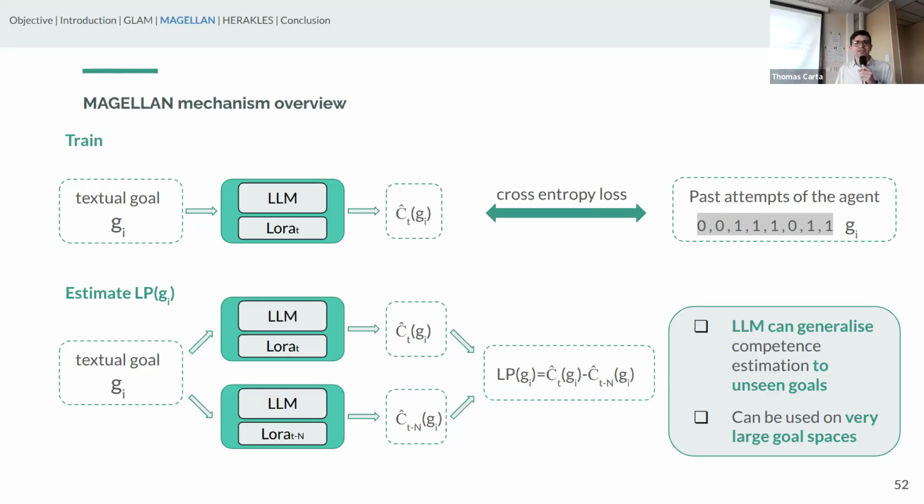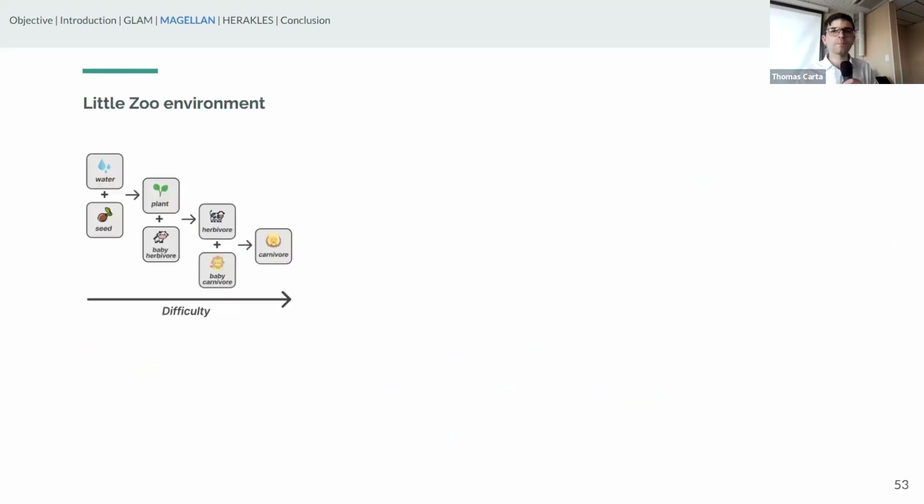Thus, because we are using an LLM, we can hope that it is able to generalize from one kind of goal to another kind of goal, leveraging linguistic clues, and that it can be used on very large goal spaces. We test our method in the Little Zoo environment, in which the agents can combine different elements to get new elements. For instance, here you can combine water and seeds to get plants. You can put a plant and a baby herbivore together to get a big herbivore, and this big herbivore you can feed to a baby carnivore and you get a large carnivore, an adult carnivore.